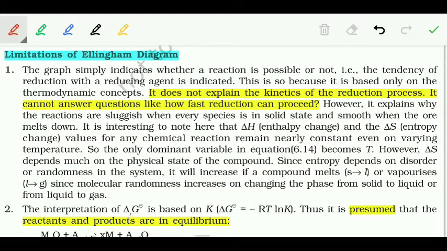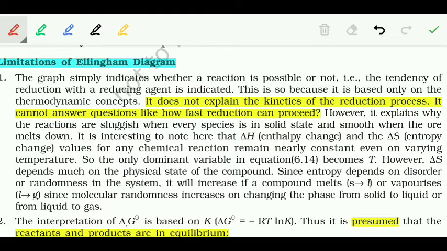Now the two important points are about their limitations. The Ellingham diagram also suffers from limitations. Let's see which kinds of limitations there are. The graph simply indicates, okay, you can read it afterwards. Just read the highlighted portion. That is, it does not explain the kinetics of the reduction process. It cannot answer questions like how fast reduction can proceed. The diagram is all about the thermodynamic aspect, but it does not give any information about the speed of the reaction.